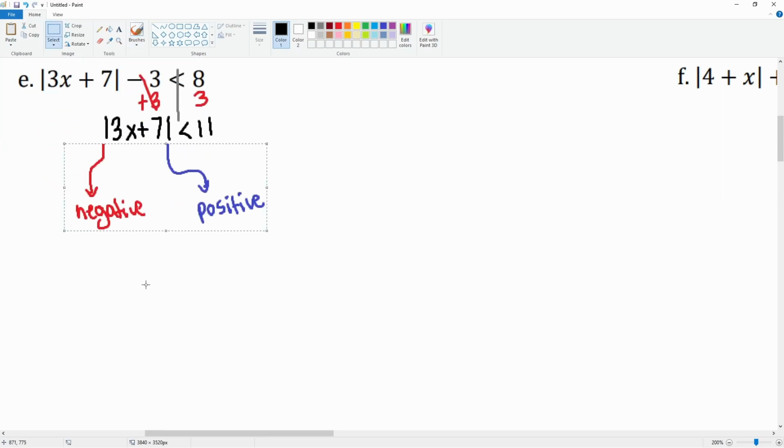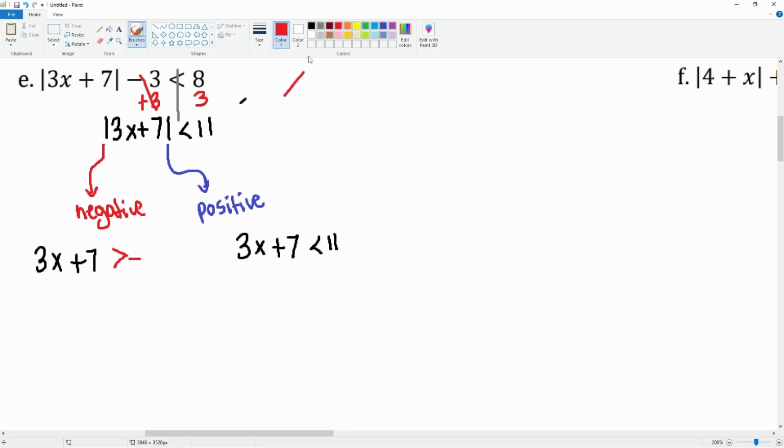Please understand that it becomes the negative and the positive. The positive version is just 3x plus 7 less than 11. Then the negative version is 3x plus 7, the symbol changes to a greater than, negative 11. So now we can solve like normal. Let's subtract 7 from both sides. This does cancel. Plus 7 and minus 7 does cancel. Now you get here 3x greater than negative 18. Let's divide both sides here by 3.